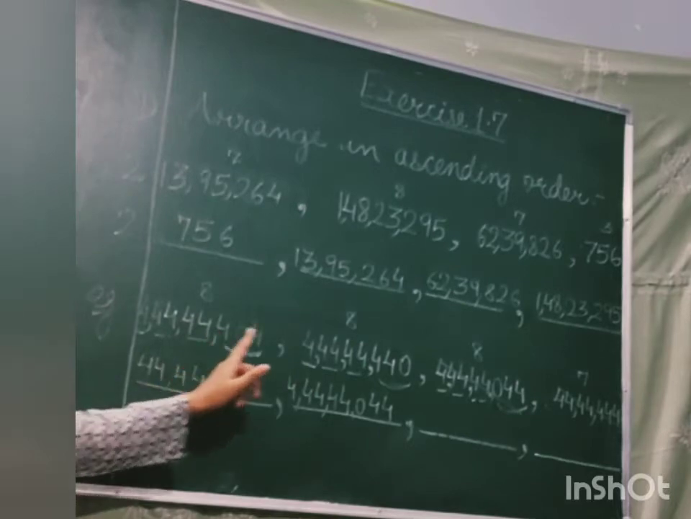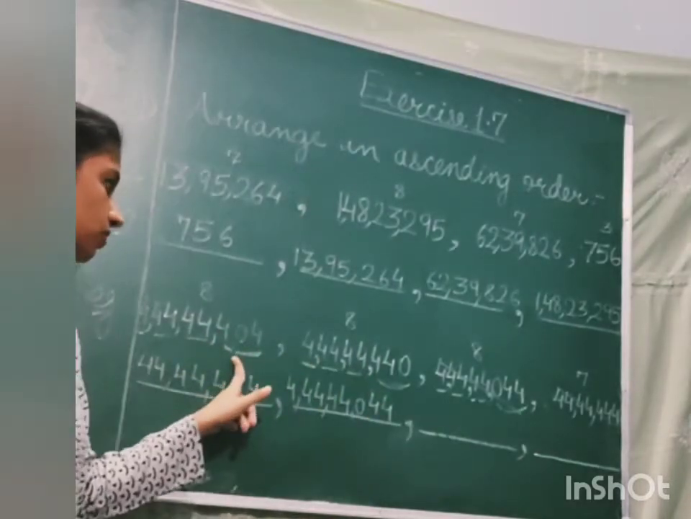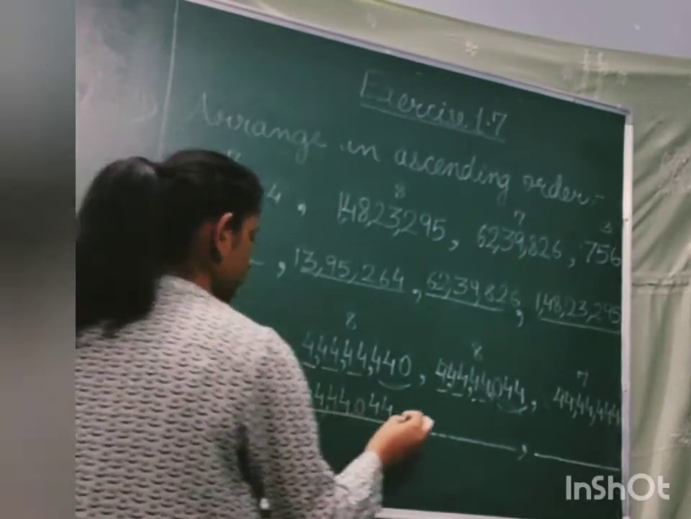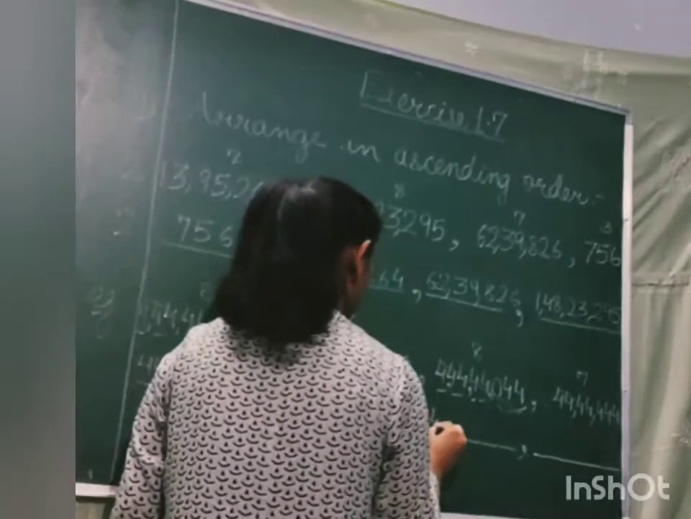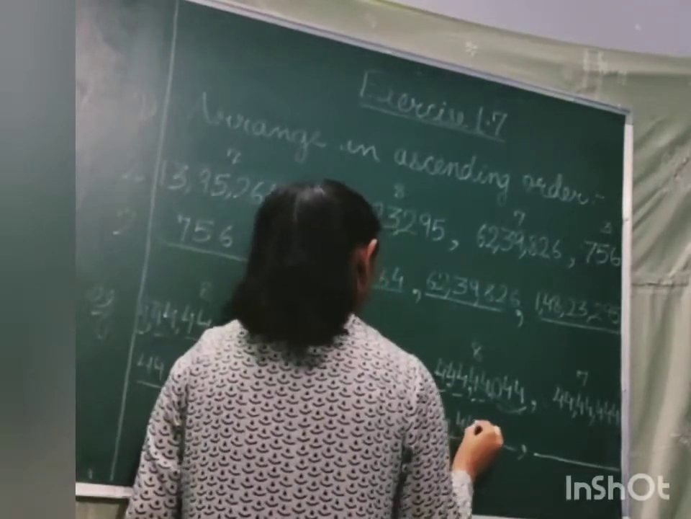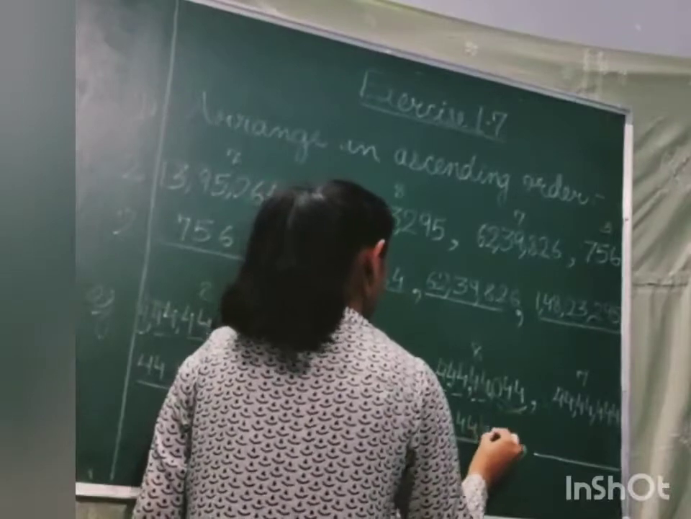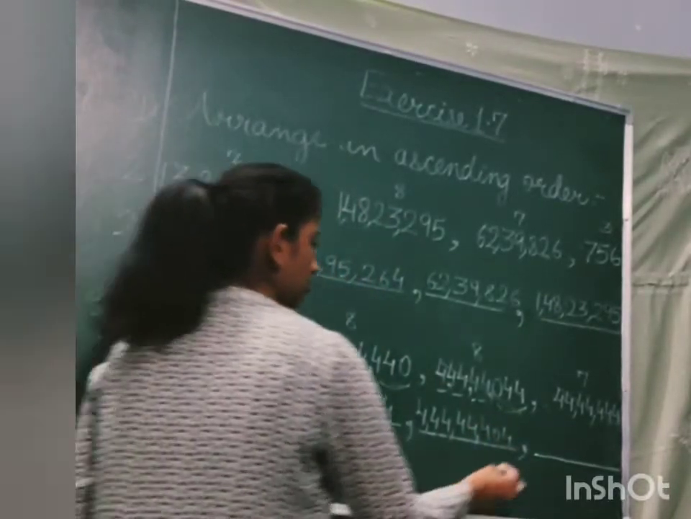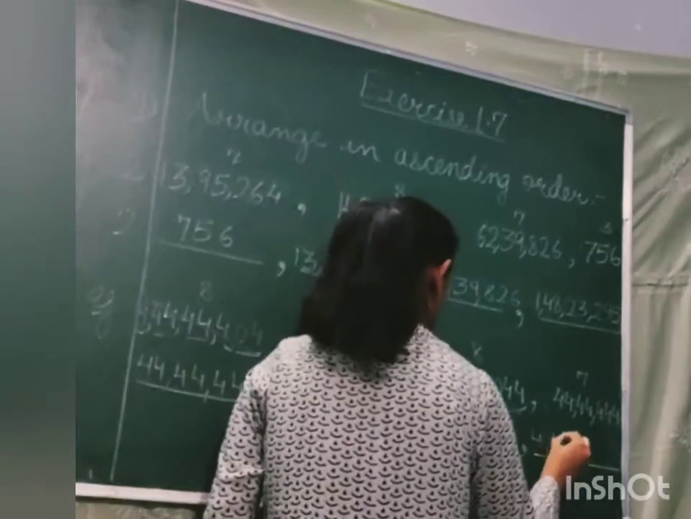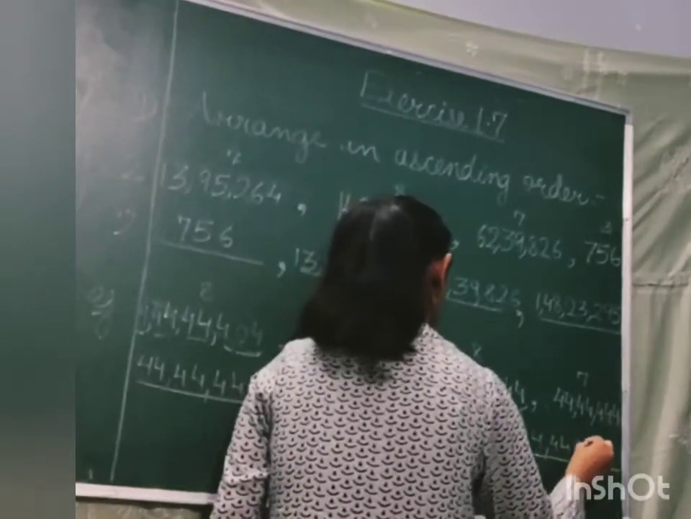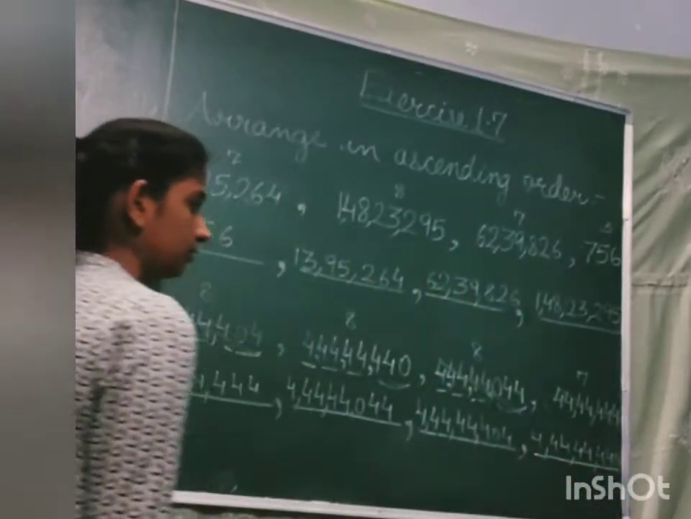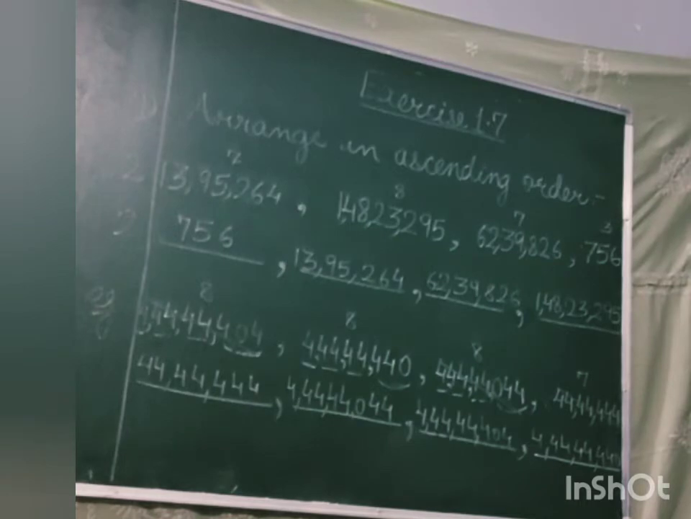The entire number up till thousands is same. Here you have 404, here you have 440. So which is smaller? Naturally 404. So let's just cut it out and write down here 4 crore, 44 lakh, 44,404. And the last one is 4 crore, 44 lakh, 44,440. Okay, understood?